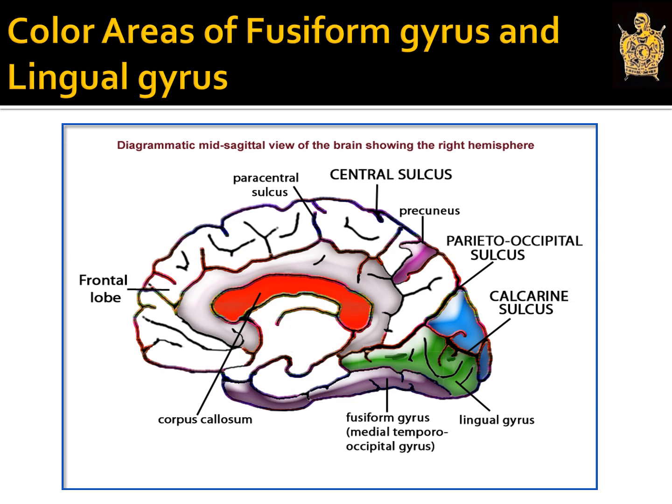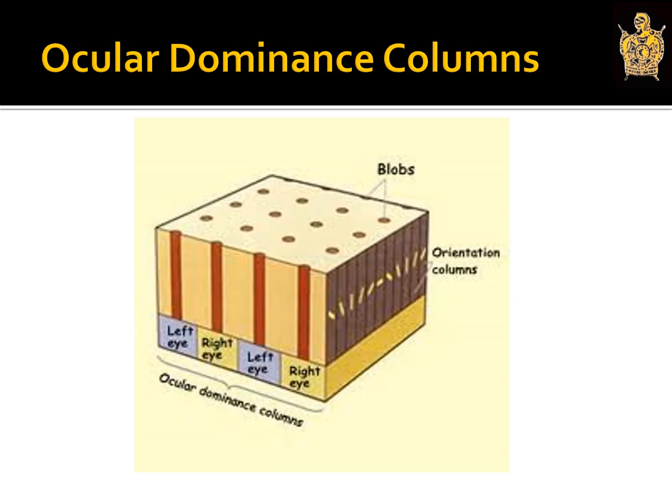With color perception, we are more concerned with the fusiform gyrus. You can see it located below on this slide. Visual processing takes place in ocular dominance columns for the left eye and for the right eye, and these are arranged in blobs, as you can see.